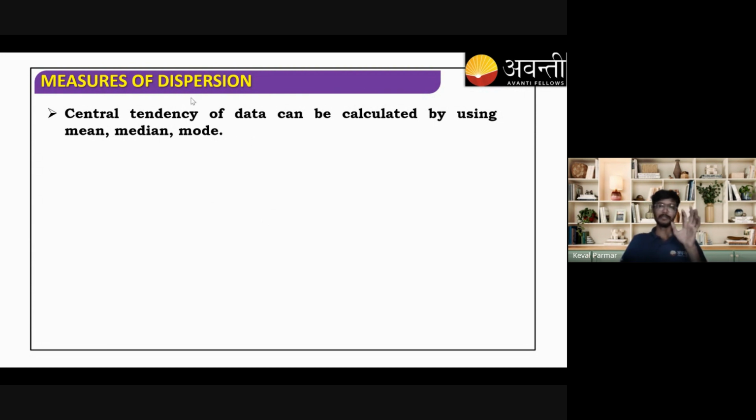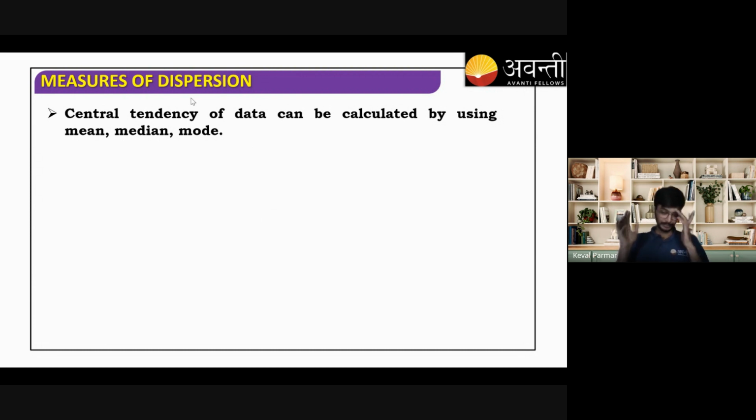As you all know, let me tell you one thing about statistics. Statistics is basically the analyzation of data. That given a data, what can you analyze? So to analyze the data, we have various tools. Some of them are mean, median, and mode.